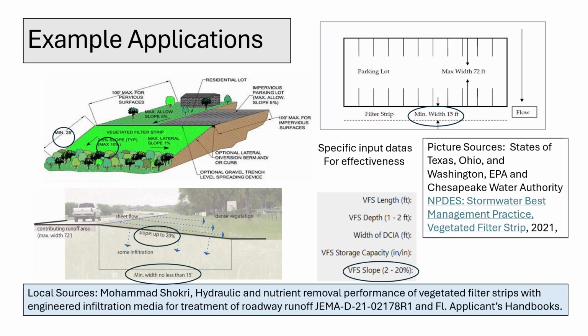The data and guidance used in these examples draw from a range of sources, including state environmental agencies from Texas, Ohio, and Washington, the EPA's NPDES Stormwater Best Management Practice Guidelines for Vegetated Filter Strips, and local research on hydraulic and nutrient removal performance, particularly for roadway runoff applications.